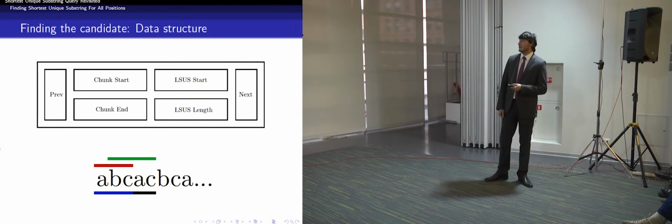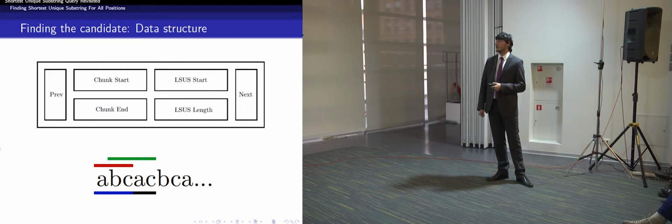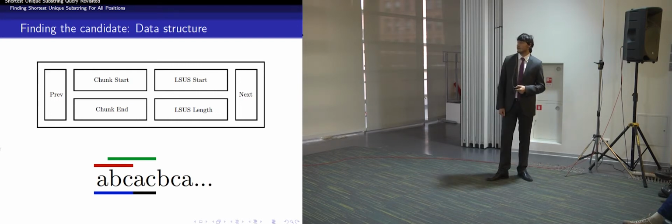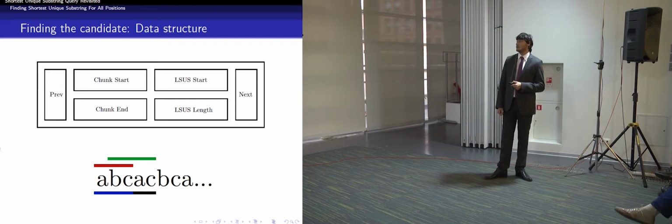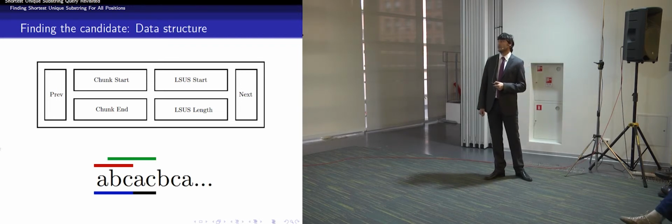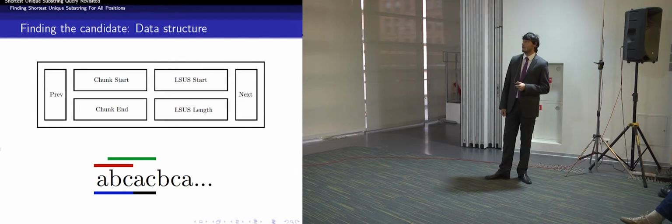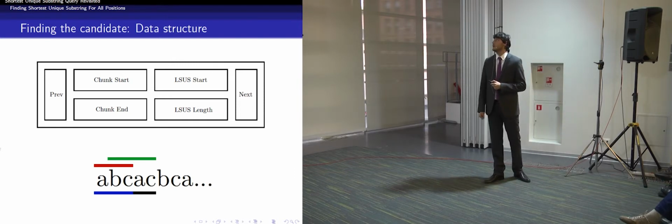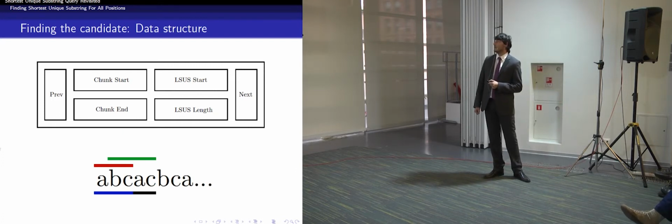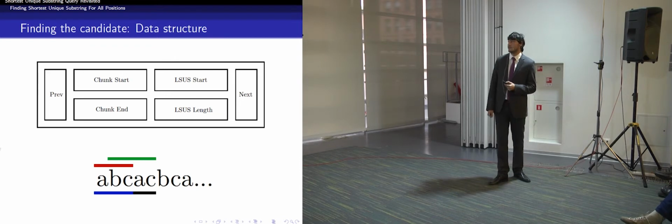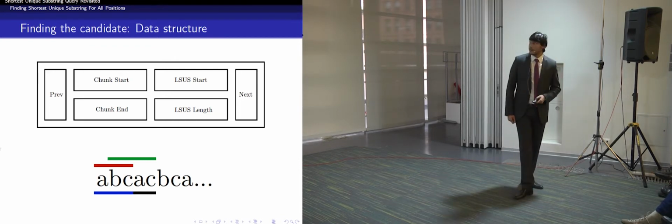Let's look at the second black chunk here, which is AC, because it's non-trivial. The chunk start for this chunk will be the 4th position of the A. The chunk end will be the 5th position of the C. The LSAS start will be 2, because the green one is the LSAS of this one. And the LSAS length will be 4.